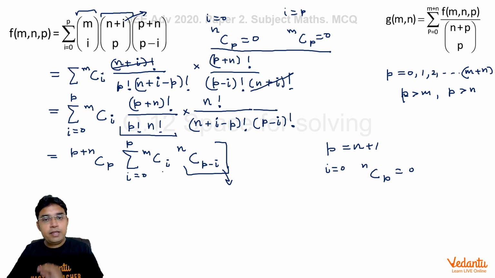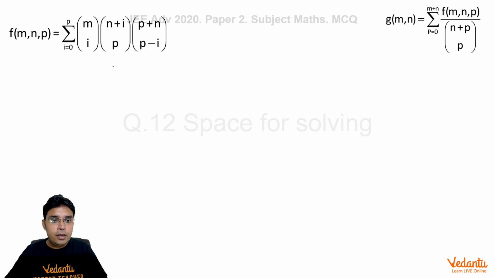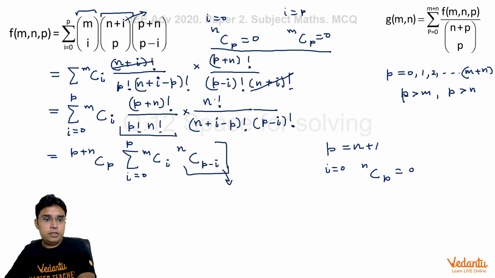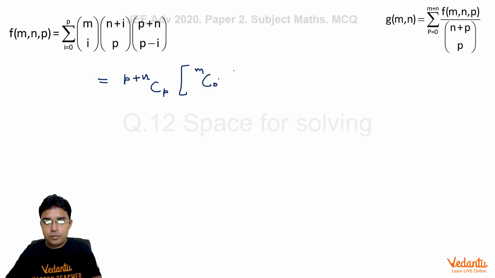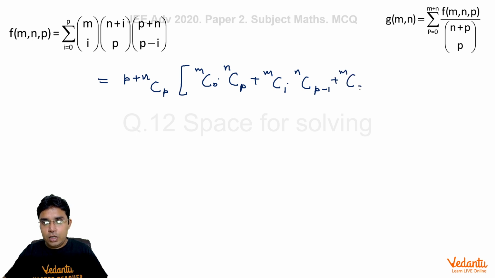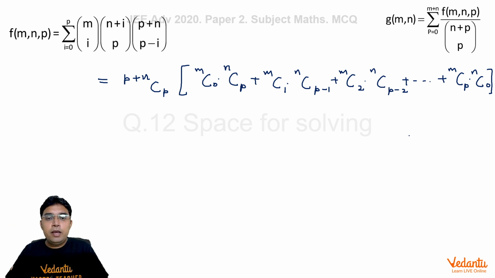Okay, now to understand this, let me write this sigma with expanded terms like this. Let us see. I think we were getting (p plus n)Cp into mC0 into nCp plus mC1 into nC(p minus 1) plus mC2 into nC(p minus 2), and so on. The last term would be mCp into nC0. Now to understand this summation, this square bracket, we can use the method of coefficients also, but I will give you one different method.